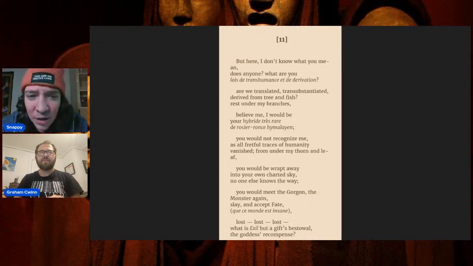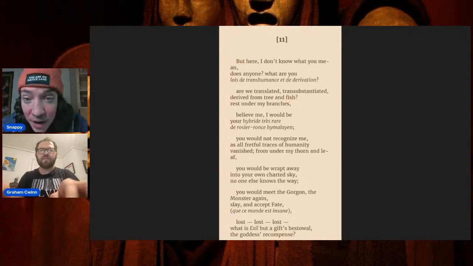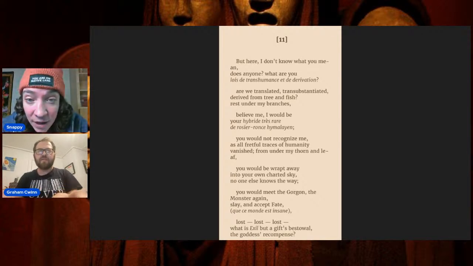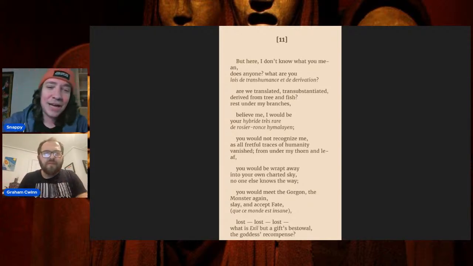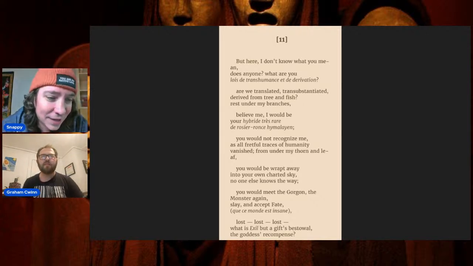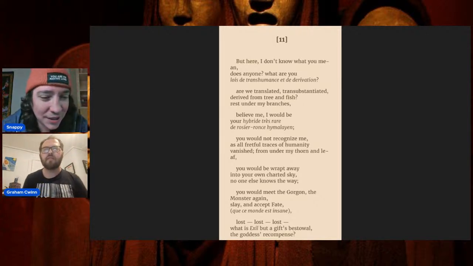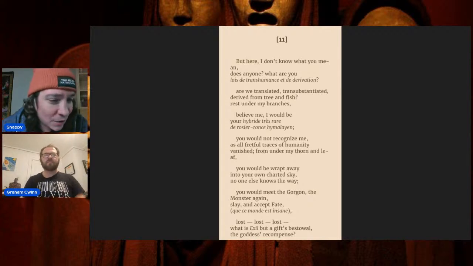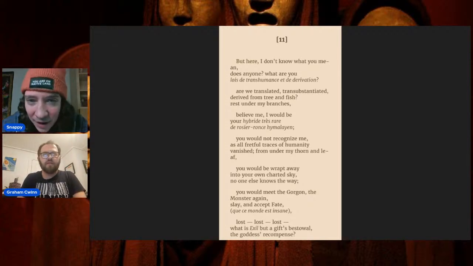Lois de transhumance et dérivation. Are we translated, transubstantiated, derived from tree and fish? Rest under my branches. This is a beautiful line, derived from tree and fish. Because the mother goddess is usually the fish, right? She's usually Aphrodite, the foam, or Aquarius, right? And then you're seeing the tree, right? Which is that Dionysus. Wow.